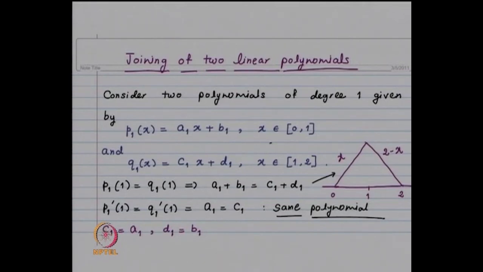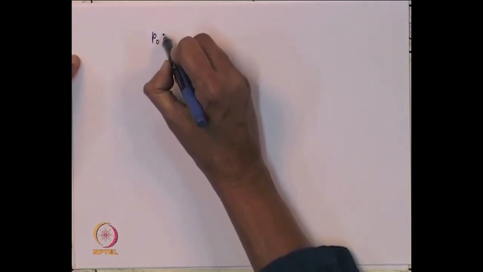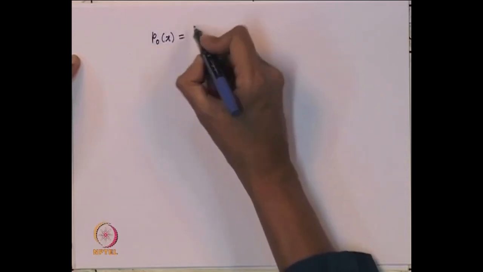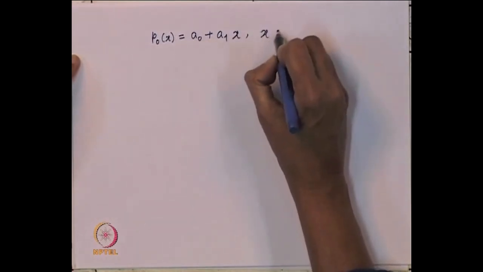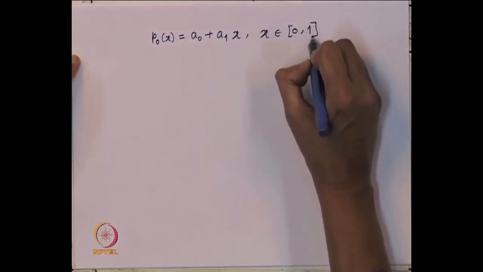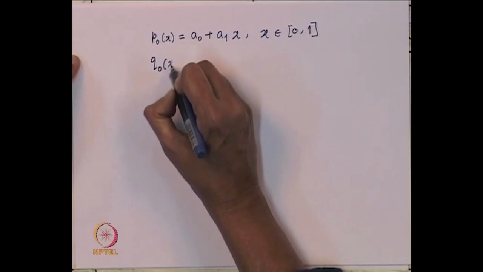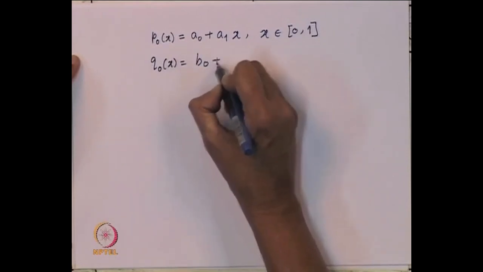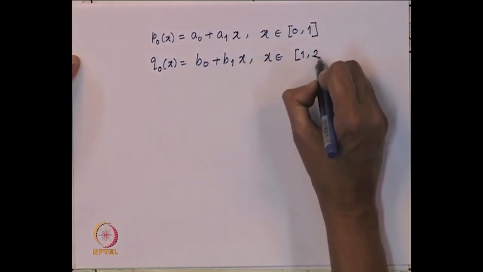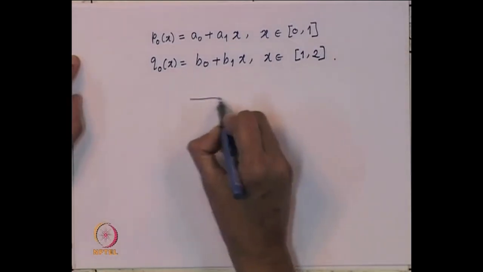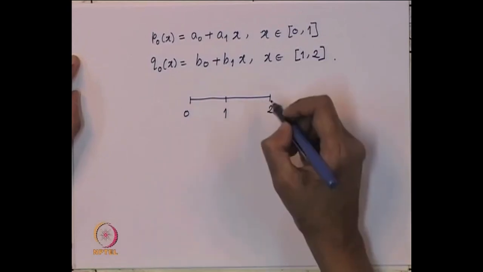So, we are going to join two polynomials together. Let us look at first the case of linear polynomial. So, let p 0 x be a 0 plus a 1 x, x belongs to 0 to 1. Then let q 0 x be equal to b 0 plus b 1 x, x belonging to 1 to 2. So, we have the intervals 0, 1 and 2.